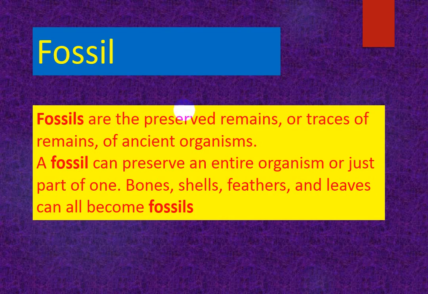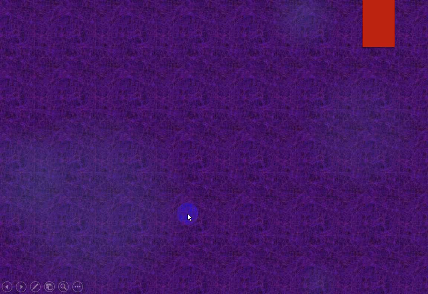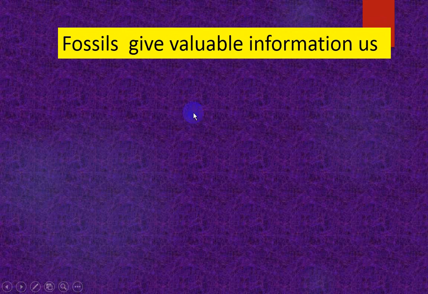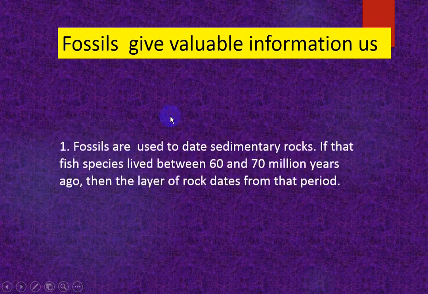Fossils are the preserved remains or traces of remains of ancient organisms. A fossil can preserve an entire organism or just part of one. Bones, shells, feathers, leaves can all become fossils. Fossils give us valuable information.